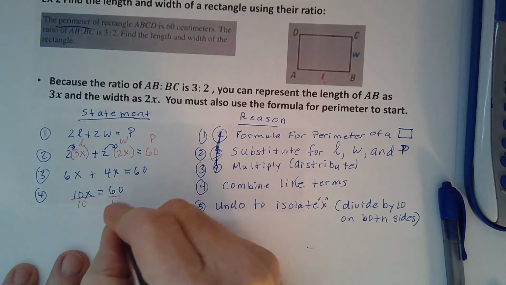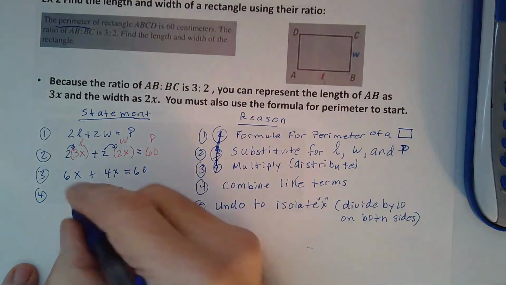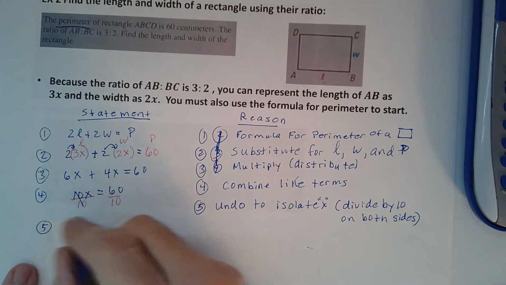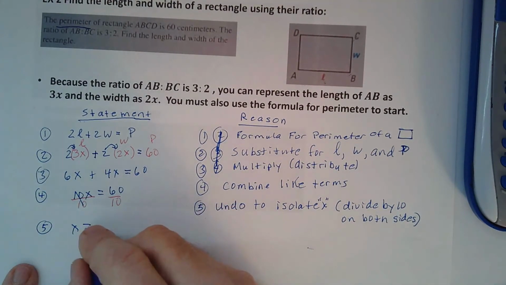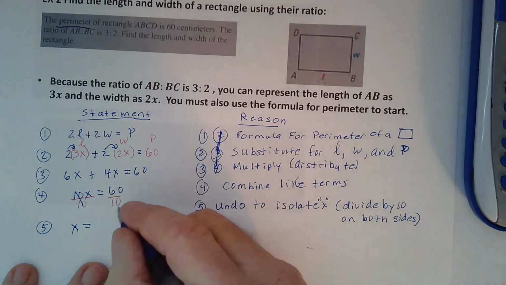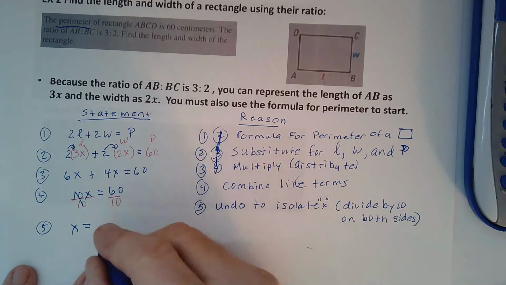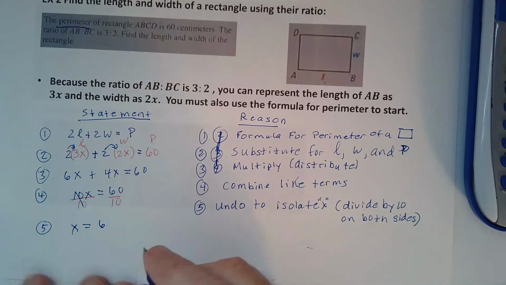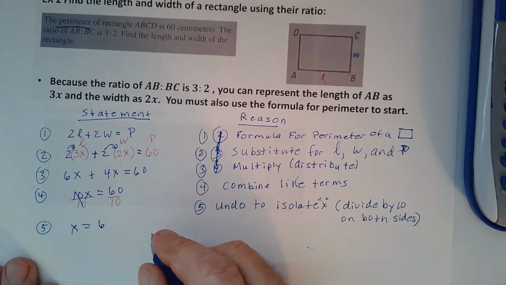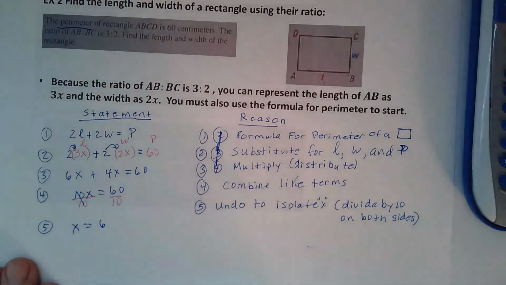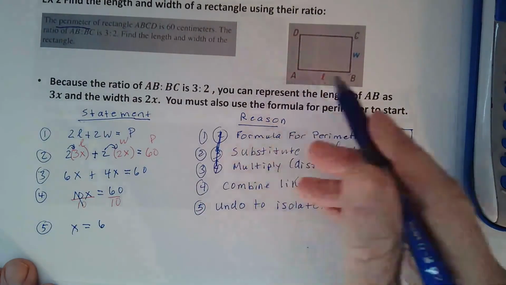divide by 10, and we get 10 divided by 10, of course, is 1. We're left with 1x equals, and then 60 divided by 10 is, well, you can use your calculator, but you can also drop the zeros. It's really 6. And so since x is 6, we now know what x is. But what we want to do is find the length and width.